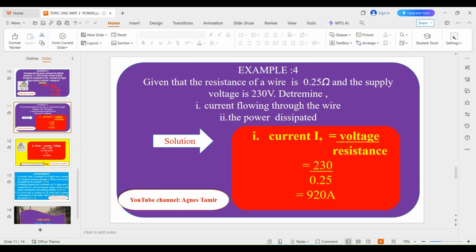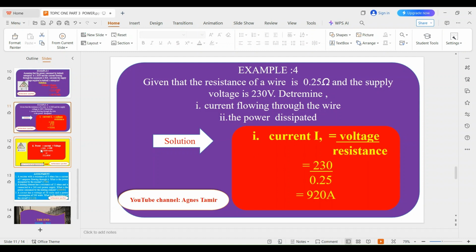Our voltage is 230 volts divided by 0.25 ohms. And we shall be having our current as 920 amperes. That is part 1. I believe it's clear.